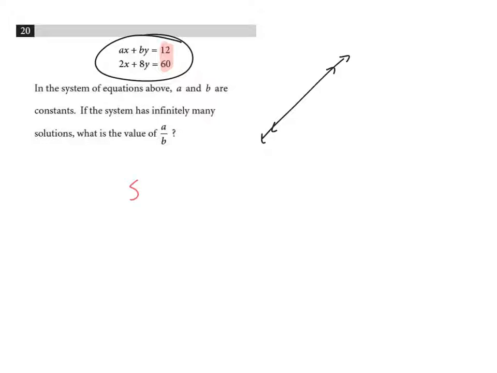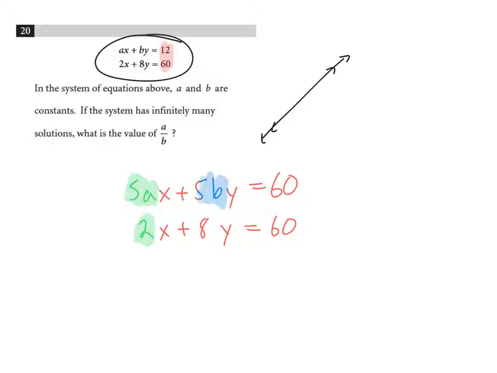That'll give me 5ax plus 5by equals 60. And the second equation is 2x plus 8y equals 60. Well, now I know the equations, these coefficients, if these are the same lines, these coefficients must be equal. We know that 5a must equal 2, and 5b must equal 8.